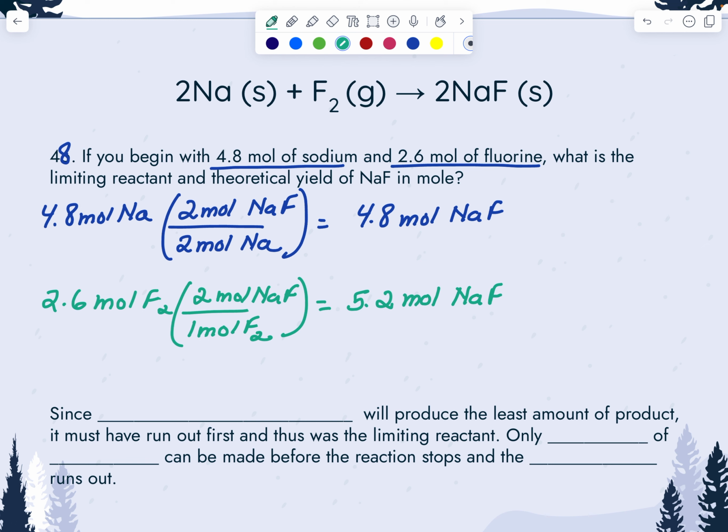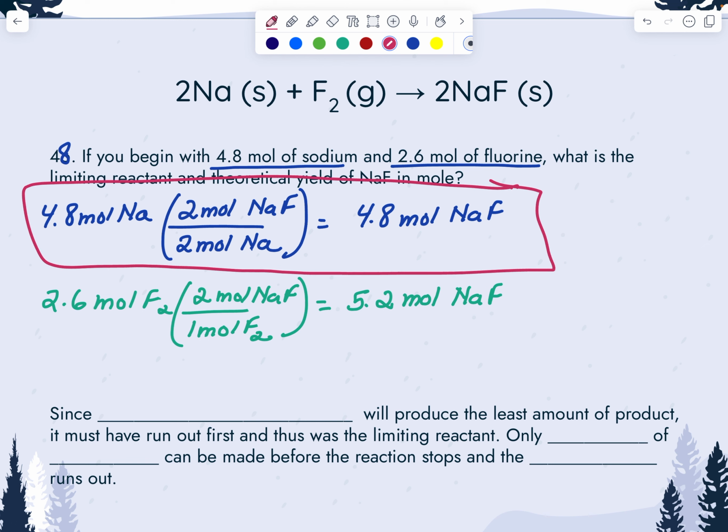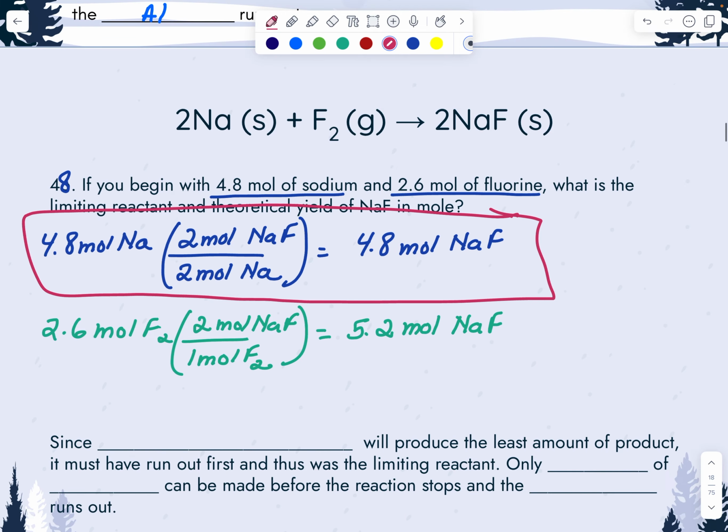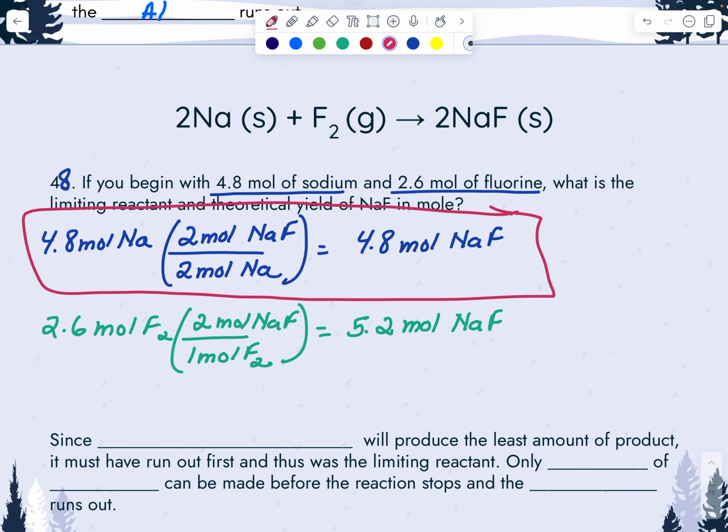Okay, so which one made the least amount of product? Well, it was this one, that top one right there. Now, in these examples, it's been the top one, the first one, both times. That isn't necessarily going to be the case. I could have just written the question differently. So we're not going to think of that as a pattern.